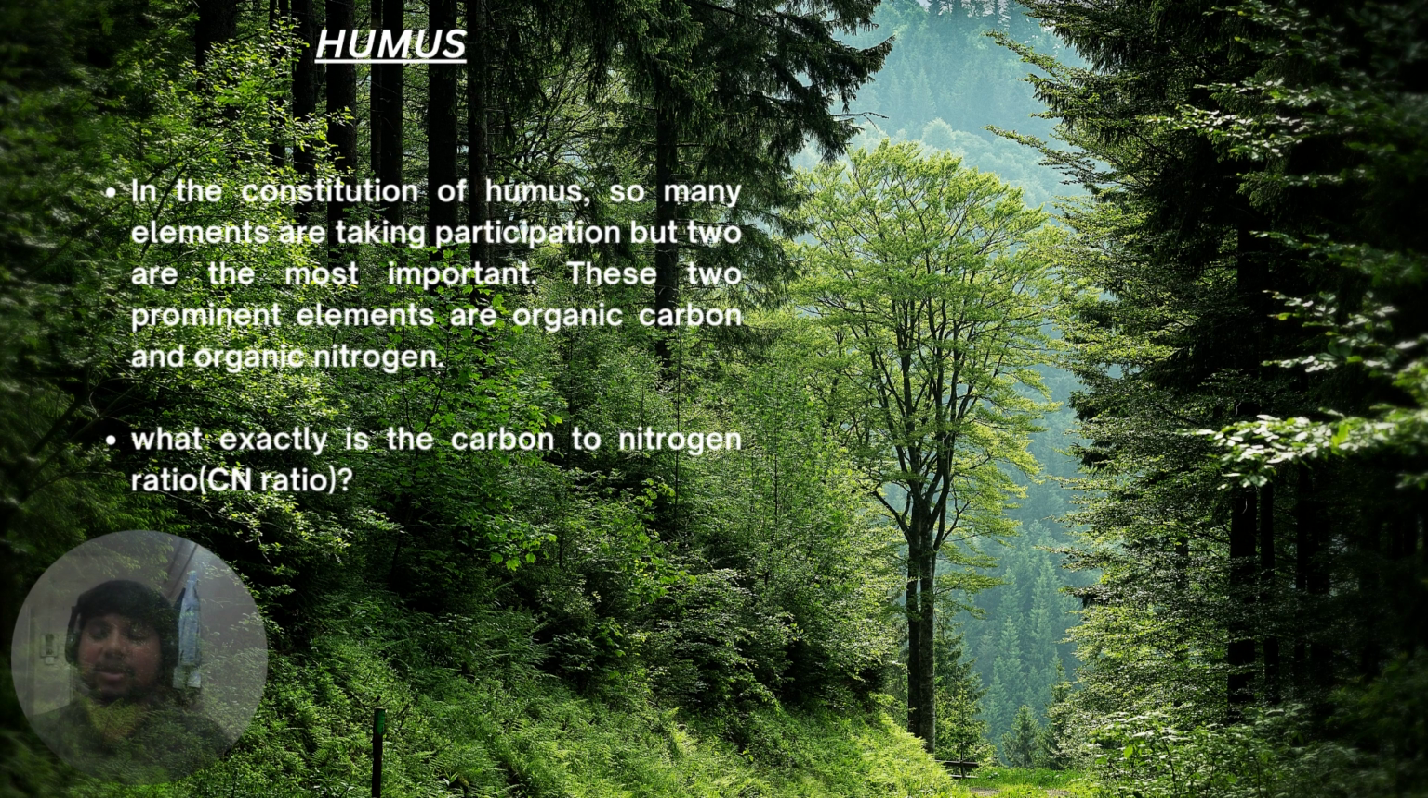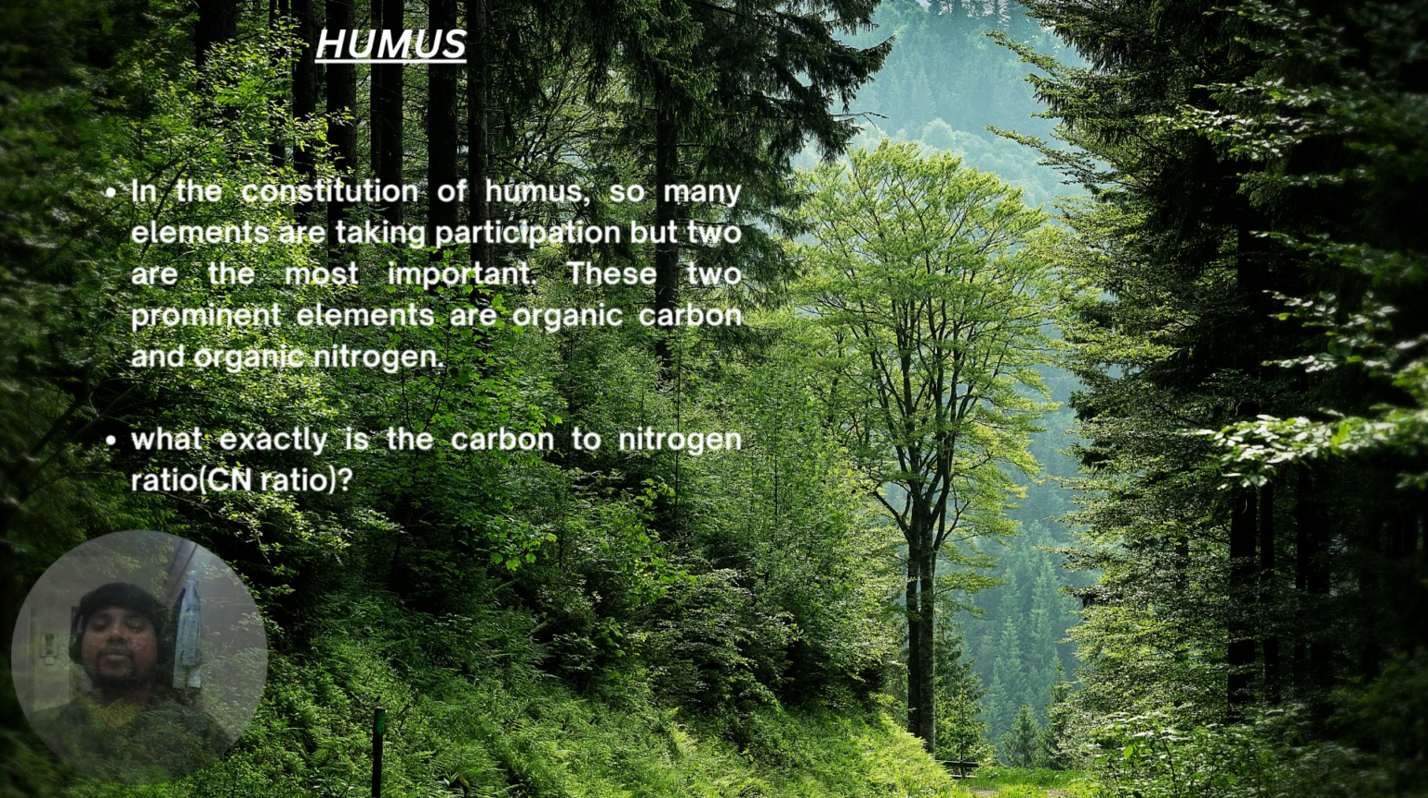We will study that now. In the constitution of humus, many elements take part, but two are the most important. These two prominent elements are organic carbon and organic nitrogen. What exactly is the carbon to nitrogen ratio? In the constitution of the humus body, there is 60% organic carbon and 6% organic nitrogen. That means the internal ratio of organic carbon to organic nitrogen is 10 to 1. This internal proportion between organic carbon and organic nitrogen is called the carbon to nitrogen ratio.